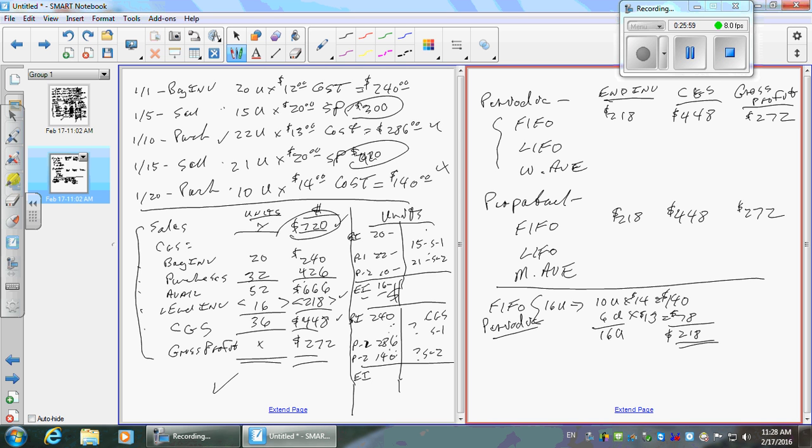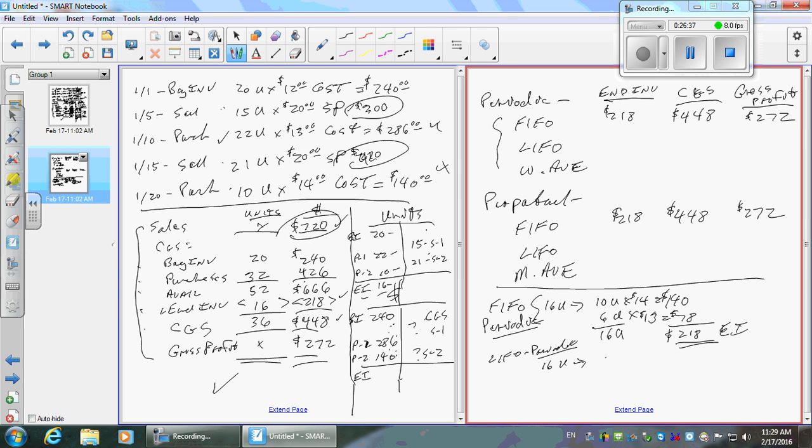Okay? Let's switch to LIFO periodic. How many units in ending inventory? Of course, 16 units. All right. So this is the ending inventory, right? These are both of them. What do I do? Oh, the beginning inventory is 20 units, so I've got 16 of those left, right? What if I had more than 20? Let's say I had 22. I take the 20 and then what? Go to the first purchase after that, right? After the beginning. That's it.